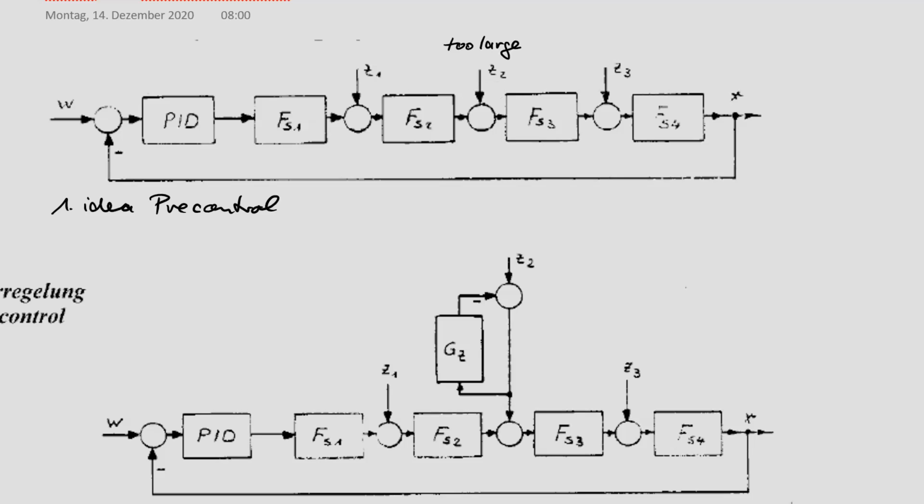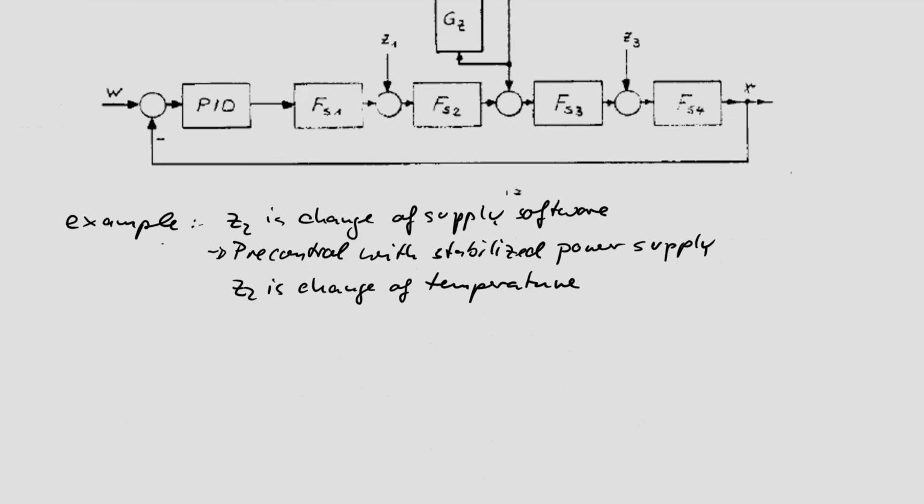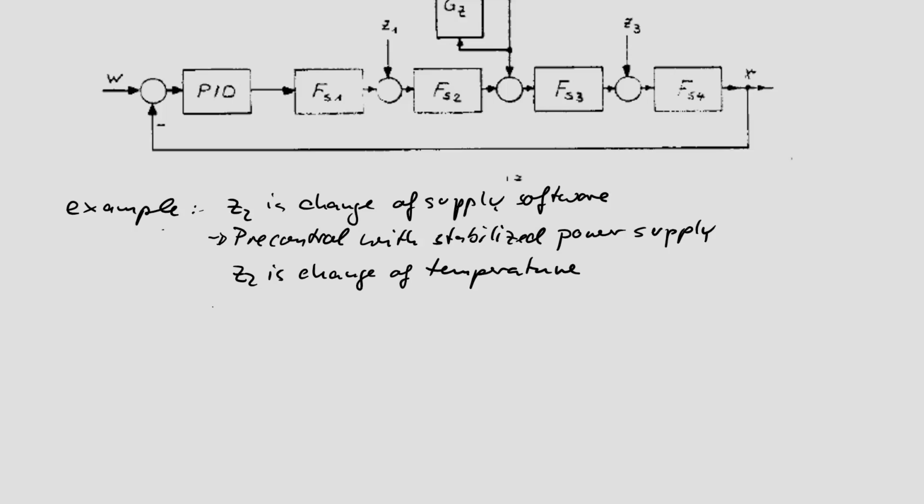This isolation can be done just with isolation, but there is a better idea with pre-control, which is used in some high quality devices. Z2 is the change of temperature, and pre-control is done by heating the quartz or heating the sensor to a stabilized temperature.